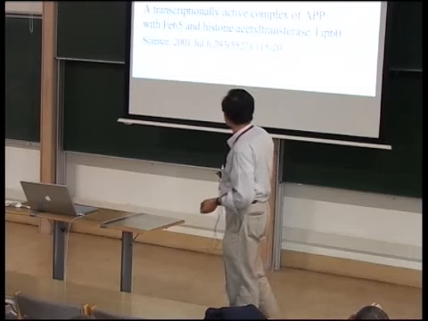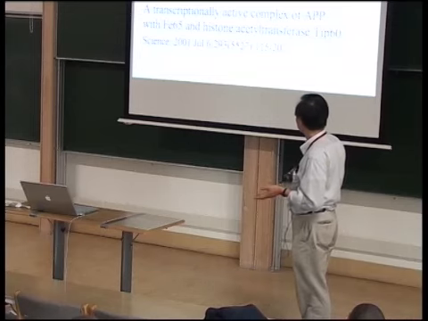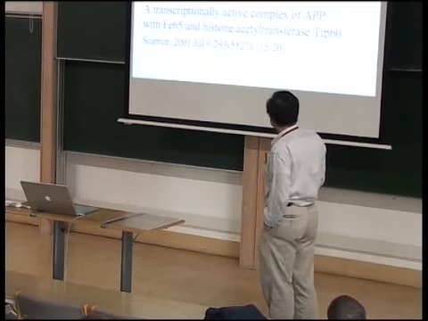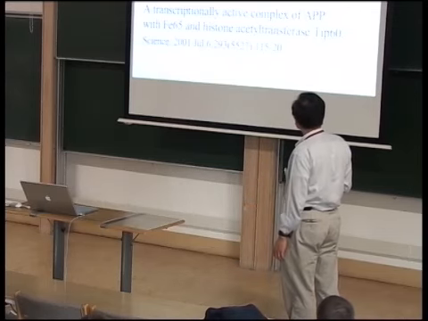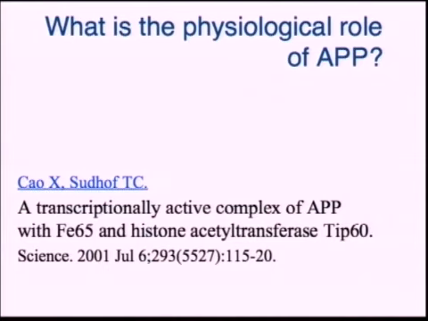So this paper, Science 201, was the first to possibly identify its natural role, a physiological role. By some sort of experiment, they were lucky to find that the APP forms a complex with the Fe65, and this one is acetyltransferase Tip60. And remember that I mentioned the histone transferase in the beginning. So they deduced that this gene's role is probably involved in the transcription regulation.